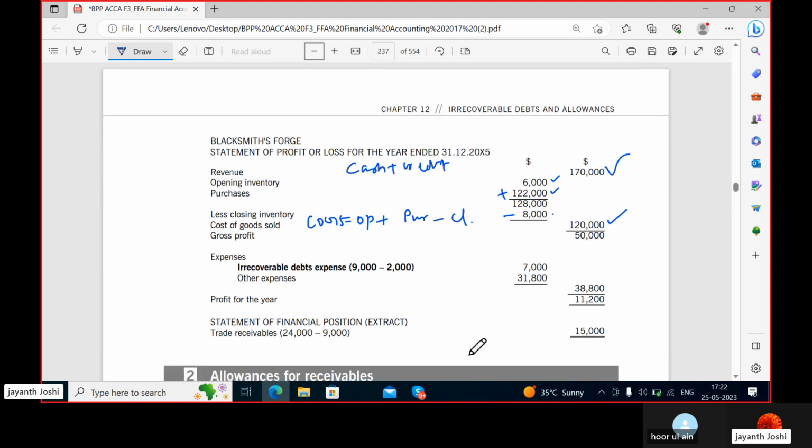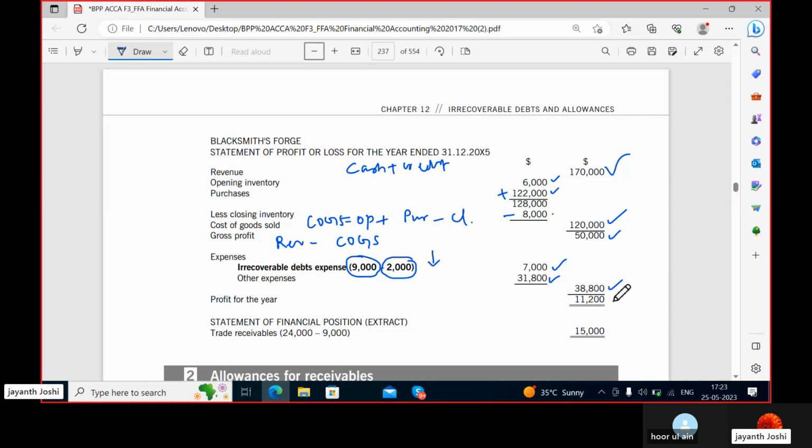At this time, revenue minus COGS gives us gross profit. Revenue minus COGS is equal to gross profit. 170 minus 120 is 50. Now expenses. So the irrecoverable debt expense will be, we have made an irrecoverable debt of 9,000, but we have recovered 2,000. So ultimately it becomes 7,000, a decrease in irrecoverable debt. Other expenses are as given in the question.